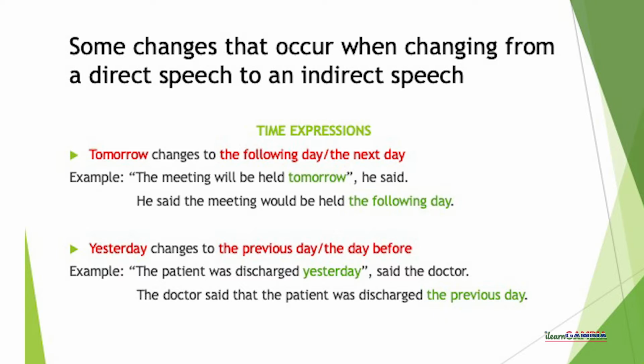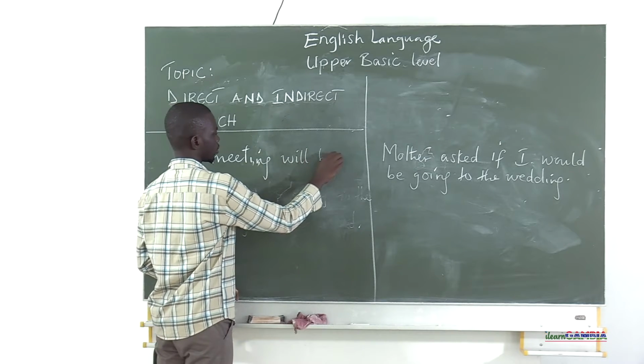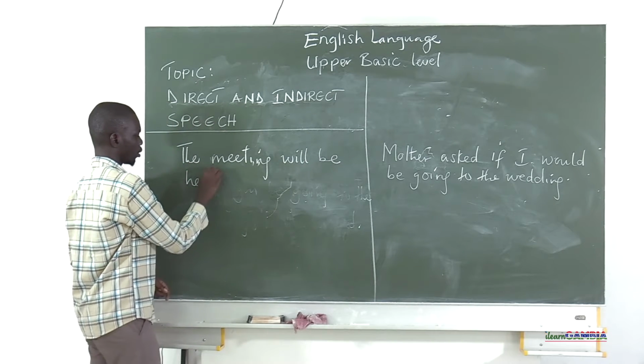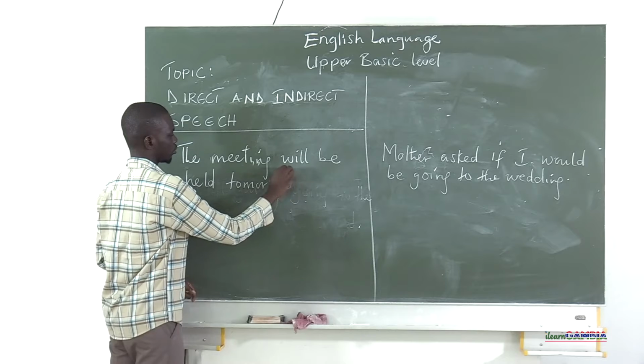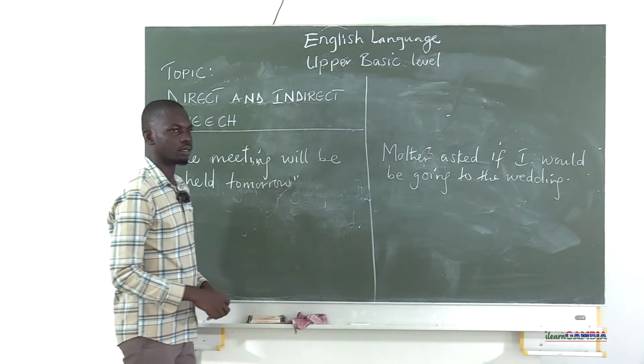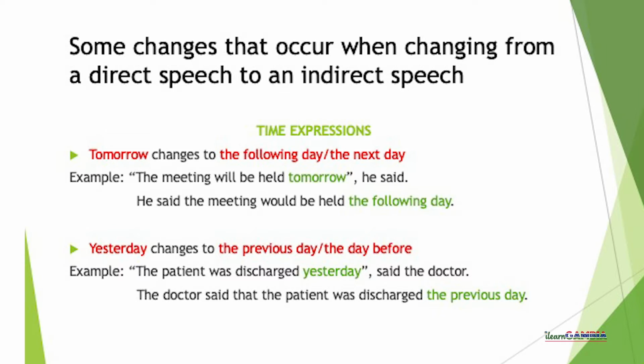The meeting will be held tomorrow, he said. Okay? Now, this is a direct speech. These are the actual words that were said by him. The meeting will be held tomorrow, he said.